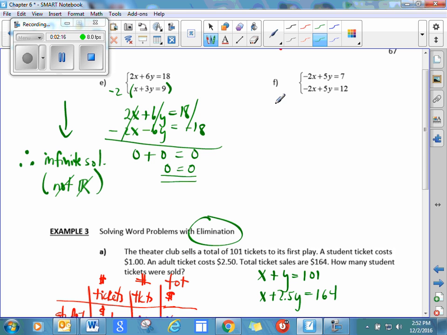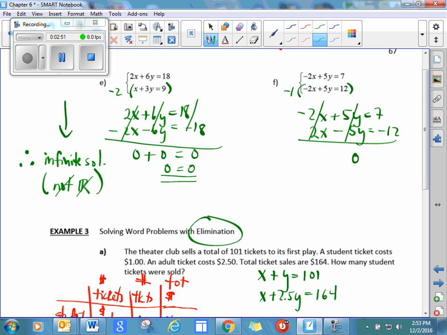The other exception type problem is this one. Again, we don't have anything that's going to cancel out without us doing a multiplication, but I'm going to choose to multiply this second equation by -1. And I'm going to get positive 2x minus 5y equals minus 12. So I'm going to go about my business adding together, and again, these are going to cancel. These are going to cancel.